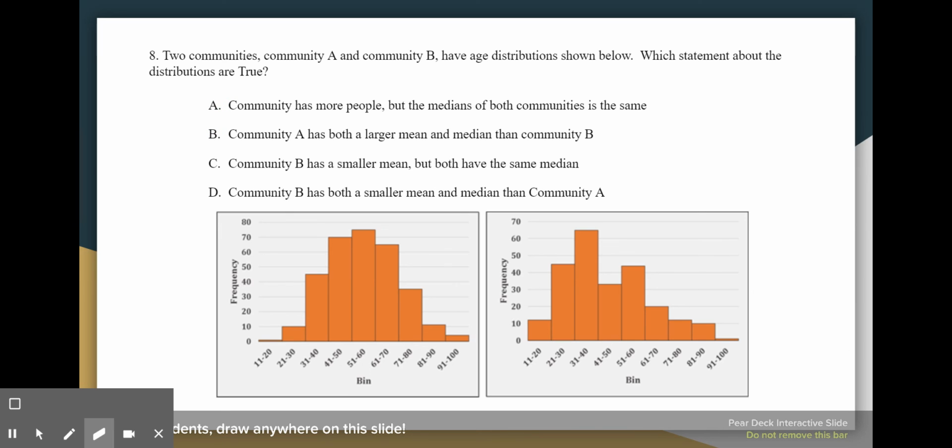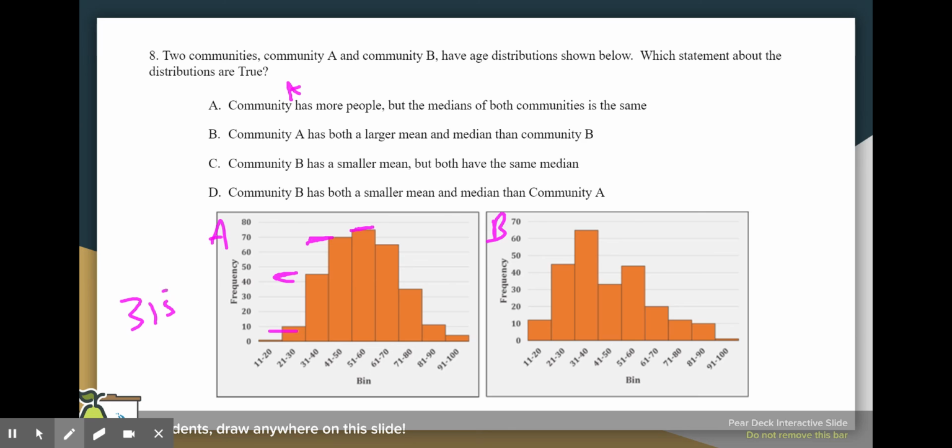Okay guys, sorry, I was interrupted and I actually just realized these weren't labeled and I did one of them wrong anyway, so we're just gonna start on these. All right, so it says that community, this is supposed to be A, has more people, but the medians of both communities are the same. So the medians of these are about the same. And when we add these together, if you add up, like this is 10, this is 45, this is 70, 75, so on and so forth, you get 315 over here. And you get 238 over here. So it is actually more. And medians are the same, so this is correct.